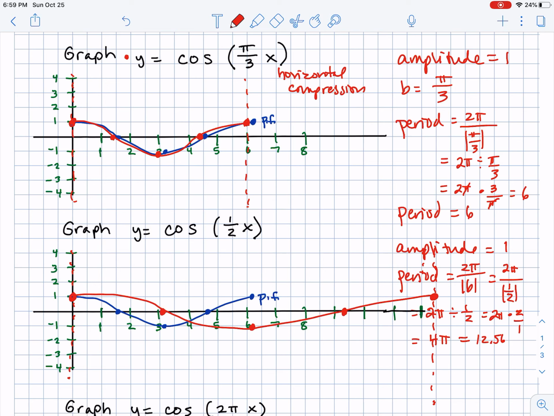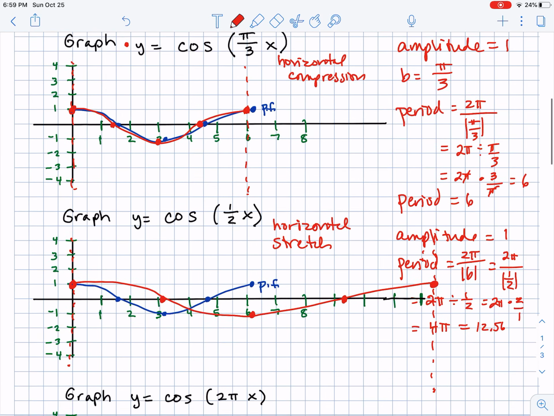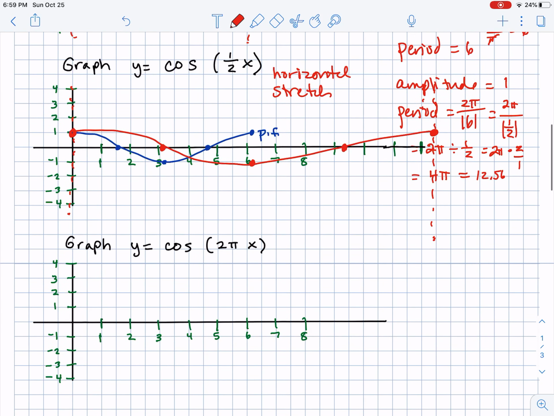My graph, which my parent function had a period of 2 pi, is now stretched to 4 pi. Well, if it's stretched, that means this is a horizontal stretch of a half. Okay? So again, you're taking the parent function and stretching it to a period that's going to be larger than 2 pi. All right? And you're going to use your b value in order to find exactly what that period is. All right, let's take a look at this last one.